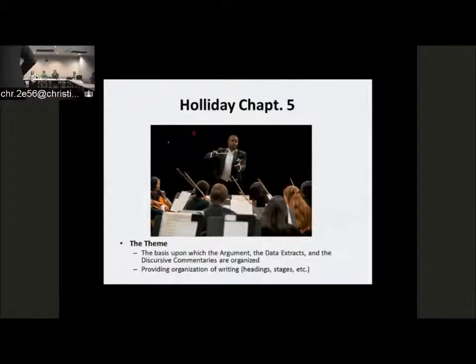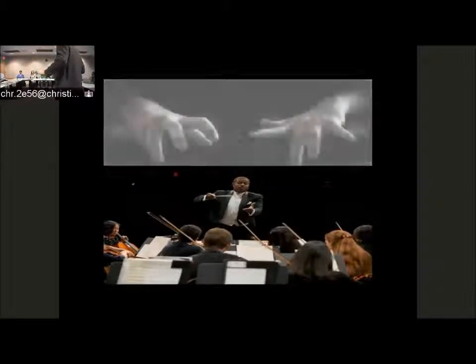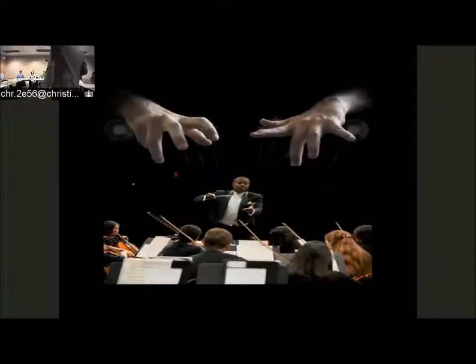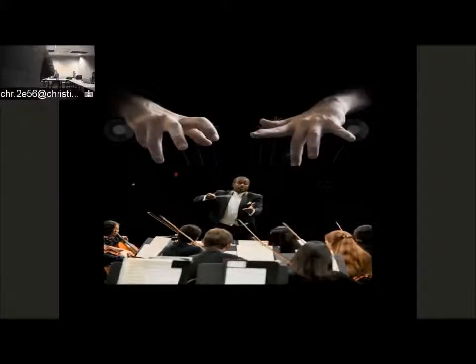So we could say this is the theme, right? The basis upon which the argument, the data extracts, and the discussion and commentaries are organized. So here's the theme, here's all that other stuff, providing organization, so it provides you your headings and subheadings. So this is all that stuff, the argument, the data extracts, all the discursive commentaries, and here's the theme. But getting back to our original point, you are the one that's controlling all of that. So always keep that in mind, right? You are the one that's controlling the theme and all these other points.